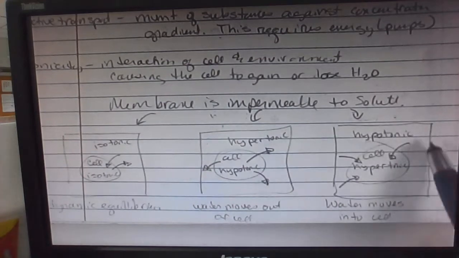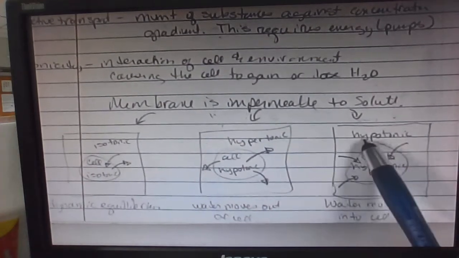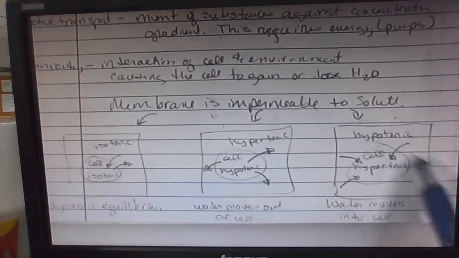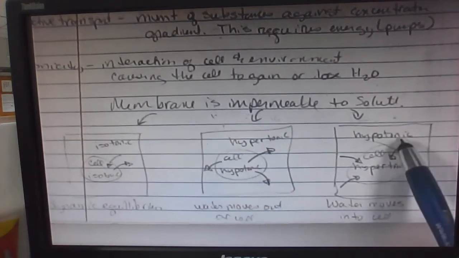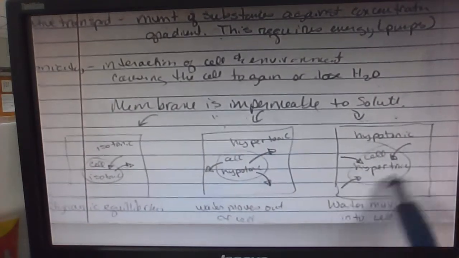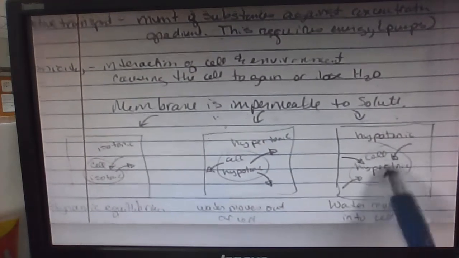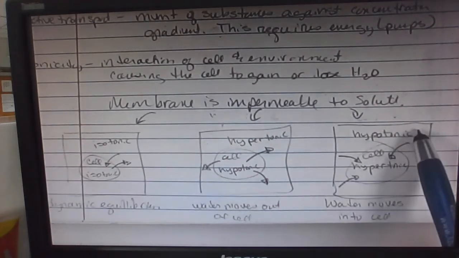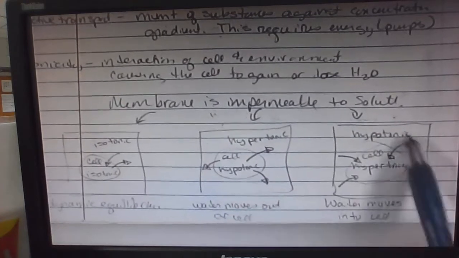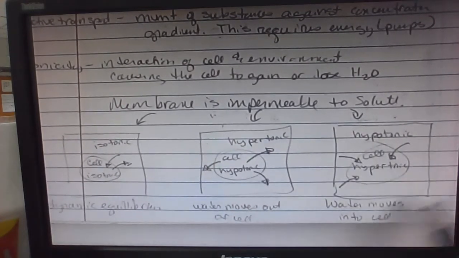In this situation, the solution that the cell is in is hypotonic. That means there's lots of water and not very much tonic, not very much solute. The cell is hypertonic, so there's lots of solute in the cell. Because water wants to move from where there's lots of concentration of water to where there's a little concentration of water, the water is going to move into the cell.